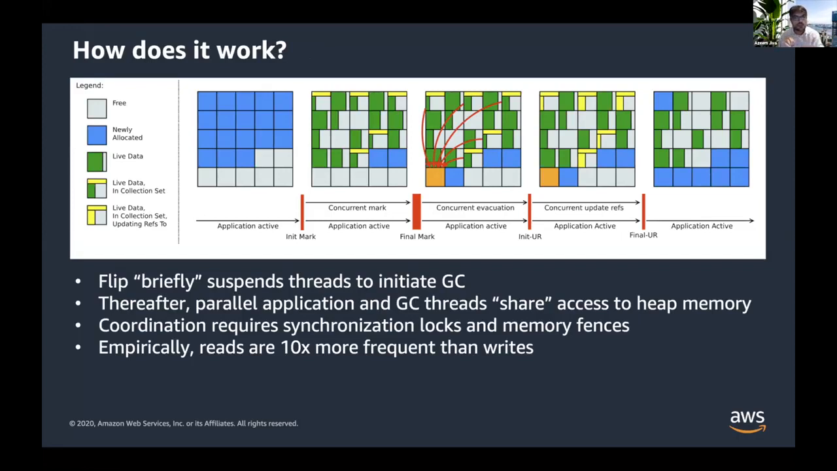So there are 4 specific areas where the garbage collector itself pauses the mutator threads of the application. One is the init mark, the final mark, the init UR, and the final UR. That's the update references. So when you're doing an init mark, that's the phase where you need to actually stop the application.